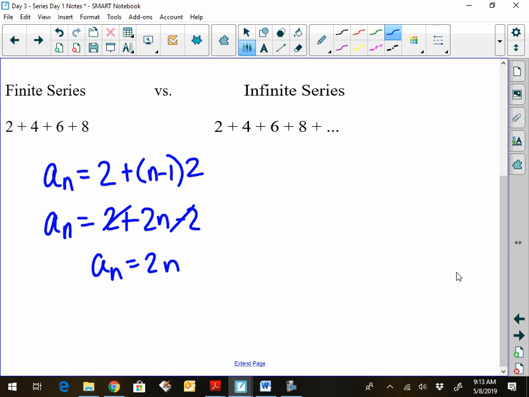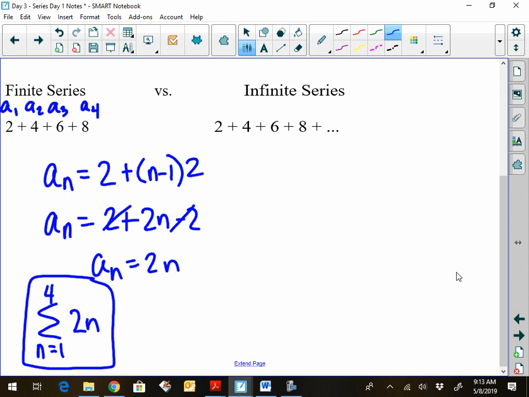So then our finite series, we would have the sum, so we write our sigma, and we'll do n. So n starts at 1, and then how many terms do we have? So remember that this would be a sub 1, a sub 2, a sub 3, and a sub 4. So we stop at our fourth term, and then we can write our explicit formula, 2n. So this is, using sigma notation, how we would write that finite series.